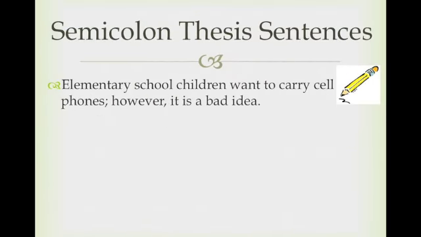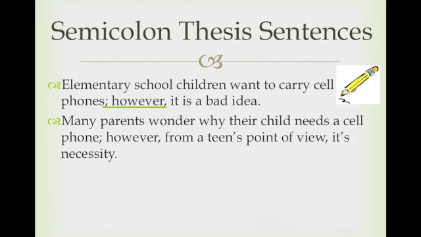All right, last example I'm going to go through tonight: semicolon thesis sentences. These are a little bit more complex. You're stating the topic, you're stating your stance, but you're using some words in here and the semicolon piece to make it a little bit more of a compound-complex sentence, or a complex sentence, I should say. So: elementary school children want to carry cell phones; however, it is a bad idea. You'll notice that you've got a semicolon as well as a comma in here, and using the word however. So: many parents wonder why their child needs a cell phone; however, from a teen's point of view, it's a necessity.